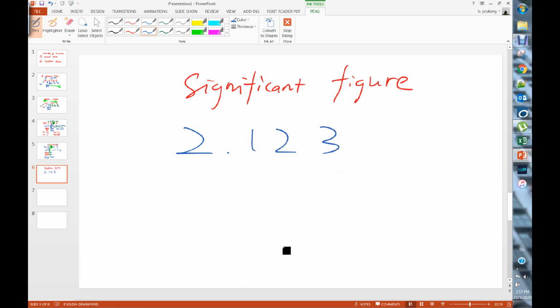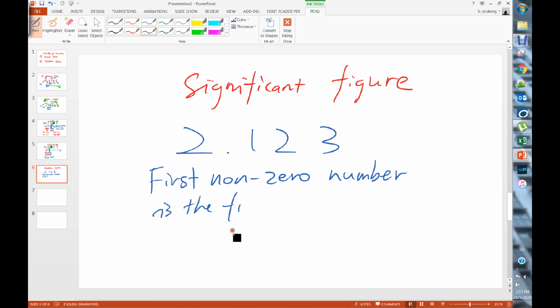Okay? So, to identify significant figure, you remember this. First non-zero number is the first significant figure. Repeat after me. First non-zero number is the first significant figure. Repeat one more time. Let it sink in. Non-zero number is the first significant figure.